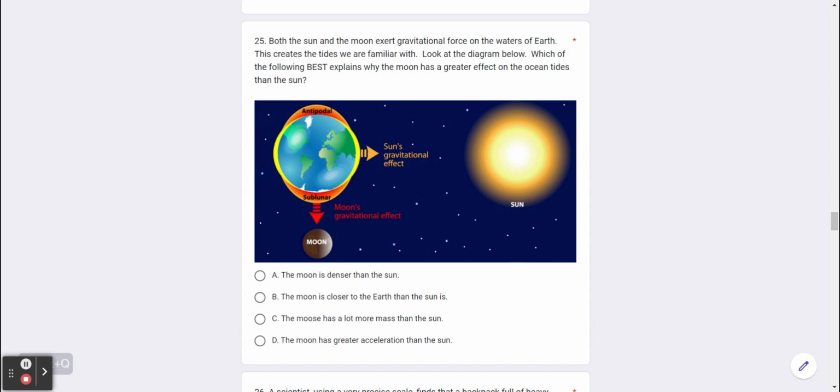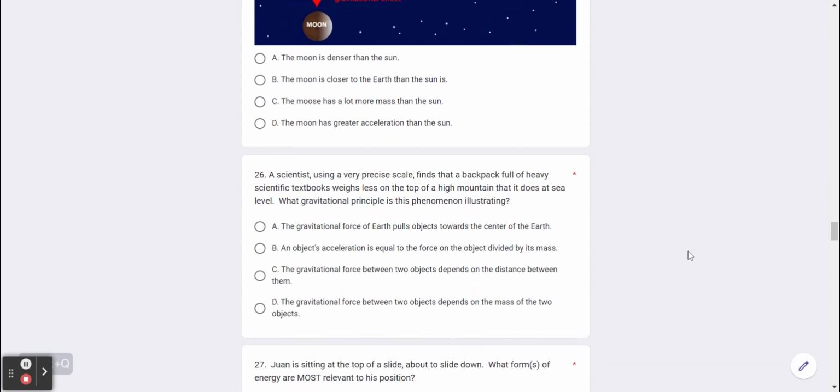A, the moon is denser than the sun. B, the moon is closer to the Earth than the sun is. C, the moon has a lot more mass than the sun. D, the moon has greater acceleration than the sun.